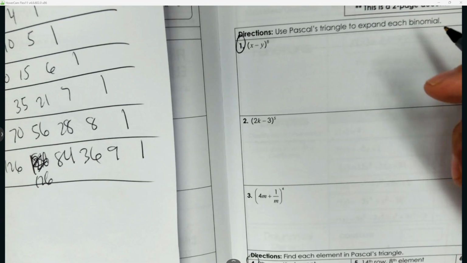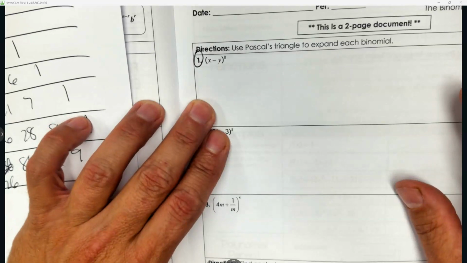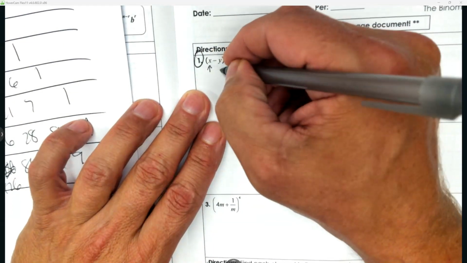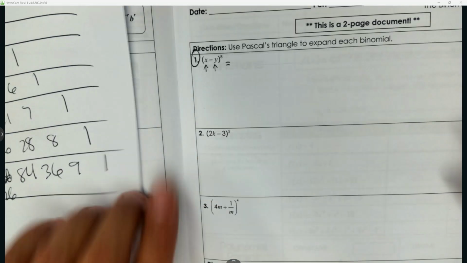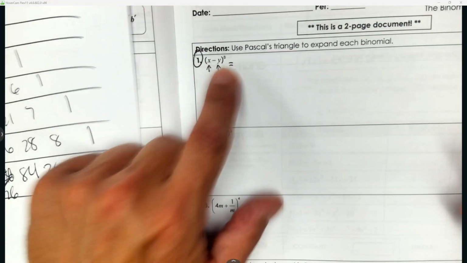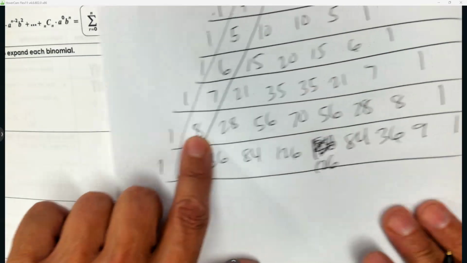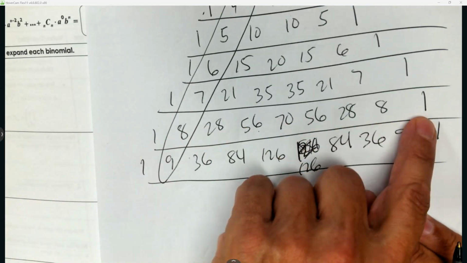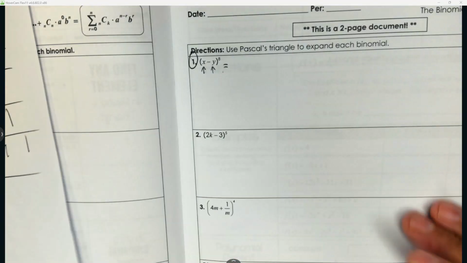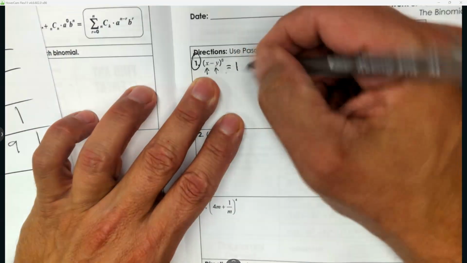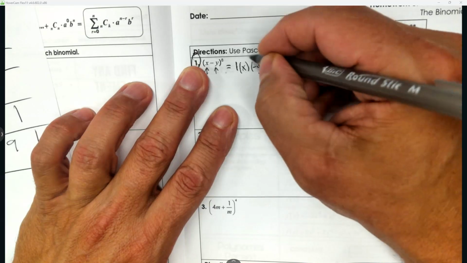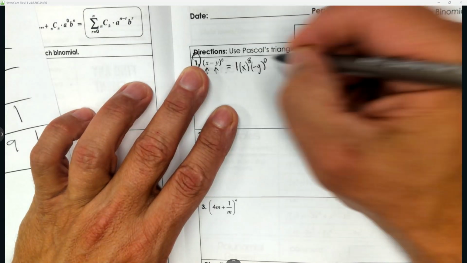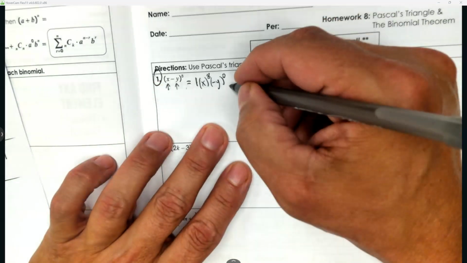Okay, step number 1 is to identify the two terms. That's x and negative y. And then we go to the correct row. If I'm raising it to the exponent 8, you know what we did before. The second number is 8. That's the row we use, and we're going to use these numbers. That's a lot of numbers. So we have 1, and then we have x and negative y. The biggest exponent is 8, and the smallest one is 0, and we follow that pattern going across.